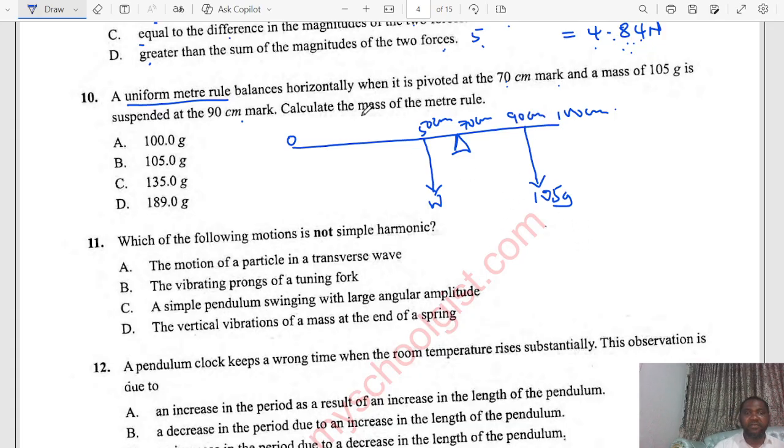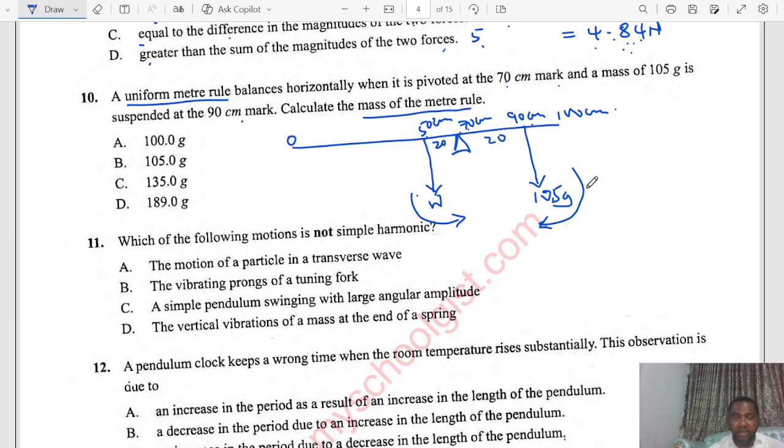So we are asked to find the mass of the meter rule. Now, whenever we encounter a question like this, a formula should come to our mind. First of all, that the sum of the clockwise moments equals the sum of the anticlockwise moments. If you notice, this load towards the pivot is moving anticlockwise. This load towards the pivot is moving in the clockwise direction. So all we need to do is find the distance between this load and the pivot, and this load and the pivot. Since this is 50 and this is 70, the difference is 20, the gap is 20. And since this is 70 and this is 90, the gap is also 20.